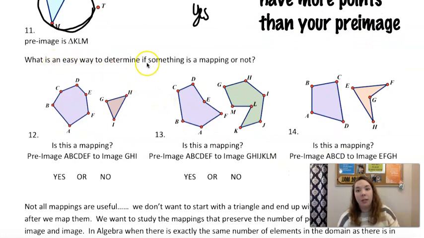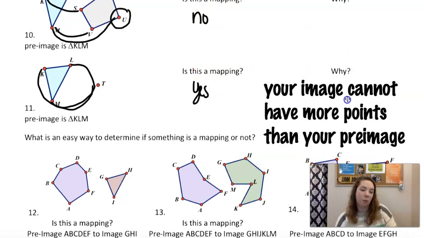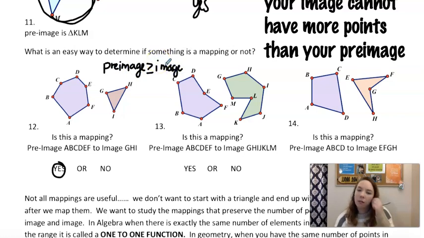All right, here, what is an easy way to determine if something is a mapping or not? I just told you, your image cannot have more points than your pre-image. That's the easy way. So I'm going to move that down a little bit. All right, so is this a mapping? Pre-image, A, B, C, D, E, F to G, H, I. Since this is my pre-image, it has the most points, that's okay. So yes, so even if we want to use an inequality, your pre-image has to be greater than or equal to your image in number of points.